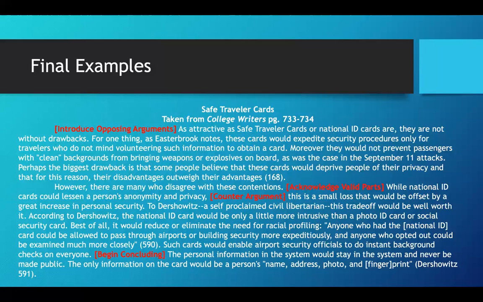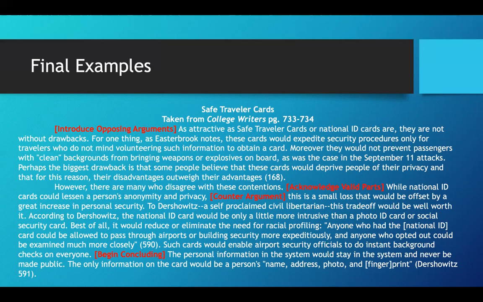Now he's going to acknowledge, or she's going to acknowledge, the valid points of those who disagree. While national ID cards could lessen a person's anonymity and privacy, now the counter argument: this is a small loss that would be offset by a great increase in personal security. To Dershowitz, a self-proclaimed civil libertarian, this trade-off would be well worth it. According to Dershowitz, the national ID card would be only a little more intrusive than a photo ID card or social security card. Best of all, it would reduce or eliminate the need for racial profiling.